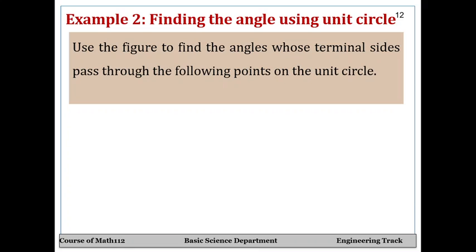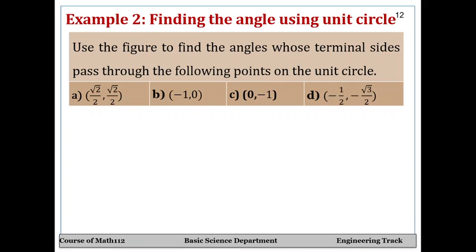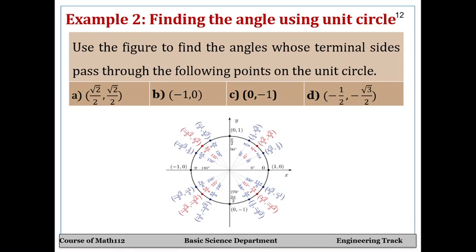Now use the figure to find the angles whose terminal sides pass through the following points on the circle. Again, you can use this one here. Where is (0, -1)? (0, -1) is here, so this has to correspond to 270 degrees. Where is (-1, 0)? (-1, 0) is here, so it will correspond to 180 degrees.